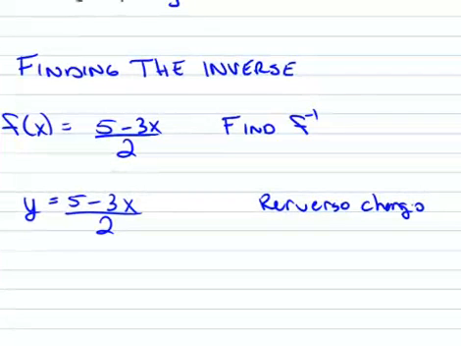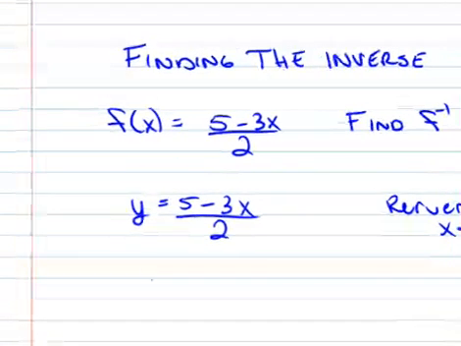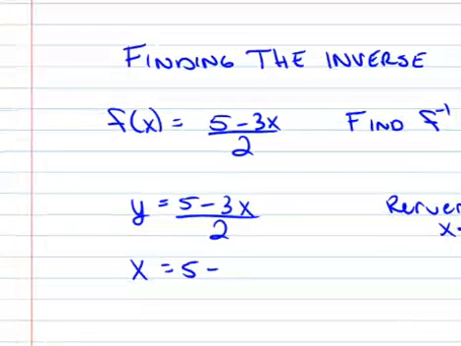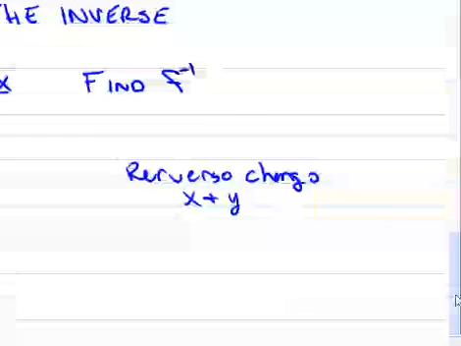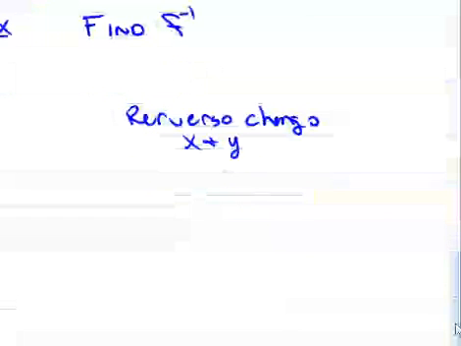Reverso changeo, the x and the y. Sounds like something they would say at Hogwarts. A reverso changeo spell. So if you do reverso changeo, x becomes y and y becomes x. Reverso changeo.